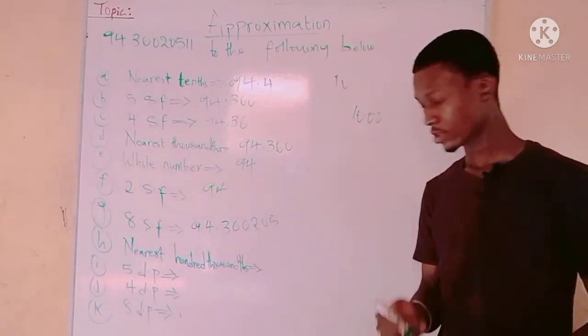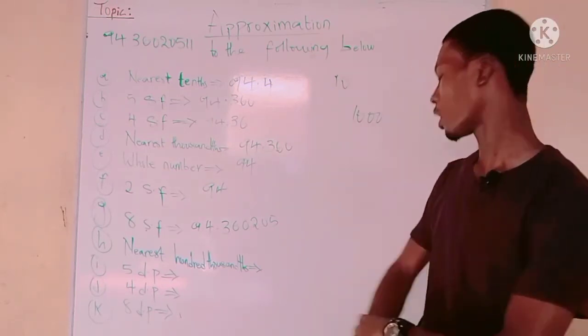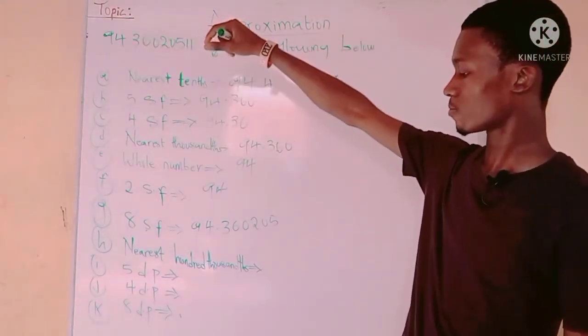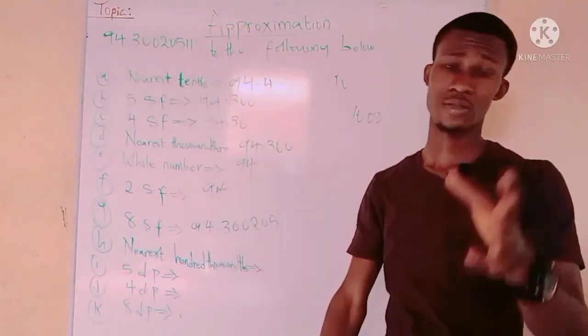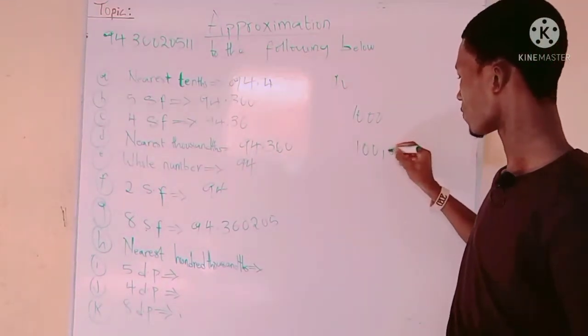So to the nearest 100,000, how do you go about it? We are going to count. Before we start counting anything, how do you write 100,000? Like this.